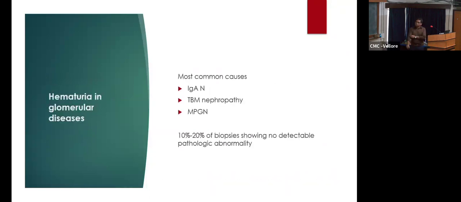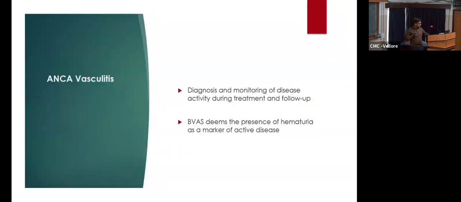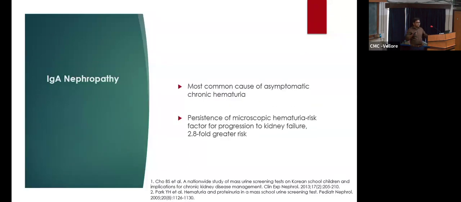In glomerular diseases, IgA nephropathy, as I told you, is the most common cause, followed by membranous nephropathy and then the NPC. IgA nephropathy is the most common cause of asymptomatic chronic hematuria, and if persistent hematuria is there, it tends to be microscopic. If the patient presents with macroscopic hematuria, those patients get detected very early and have a favorable prognosis. But patients with persistent microscopic hematuria for a long time have a poor prognosis, and they have a 2.8-fold greater risk of kidney failure.